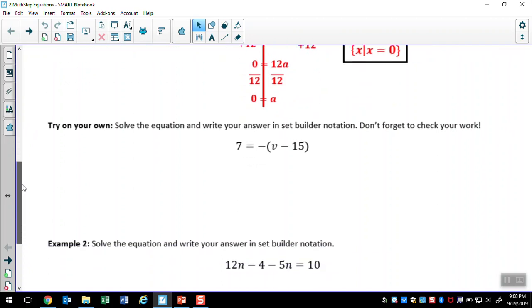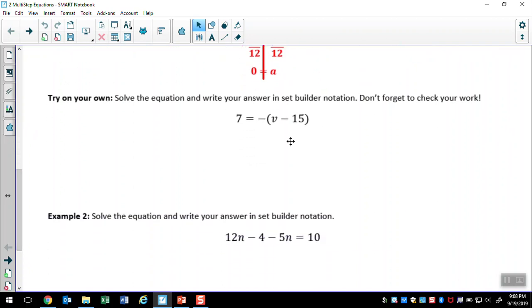Alright, now I want you to try this next one on your own. Alright, watch out because there's just a negative sitting on the outside, so you have to remember what number is actually there. Go ahead and pause the video now.